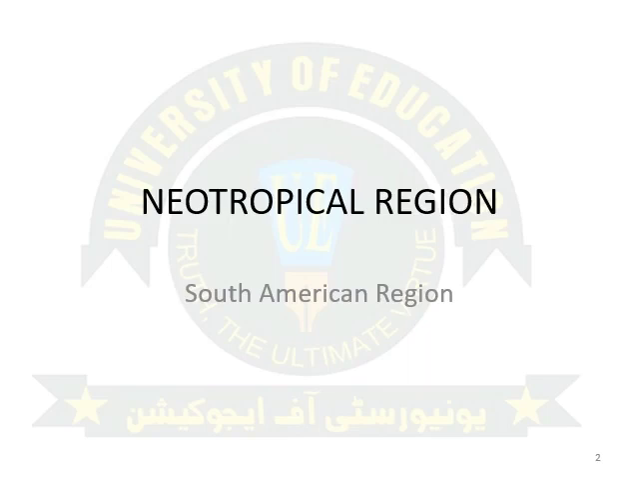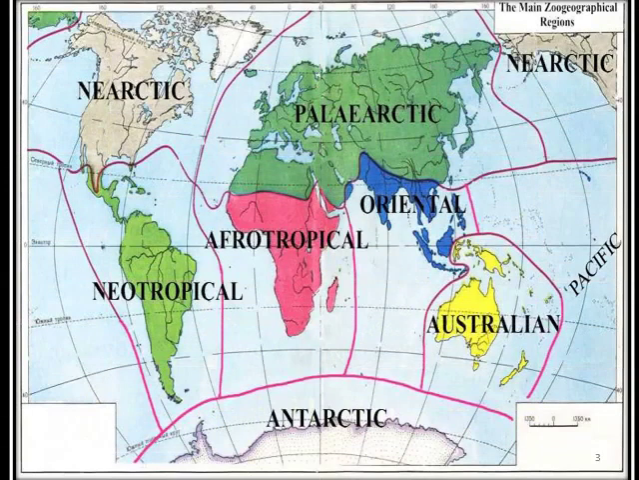Today we will discuss our next region, that is the Neotropical region. This is also known as South American continent or South American region. Here in the world map you can see the major biological regions: Palearctic, Nearctic, Australian, Afrotropic and Neotropic. This one is basically the Neotropical. This is mainly famous for its football countries.